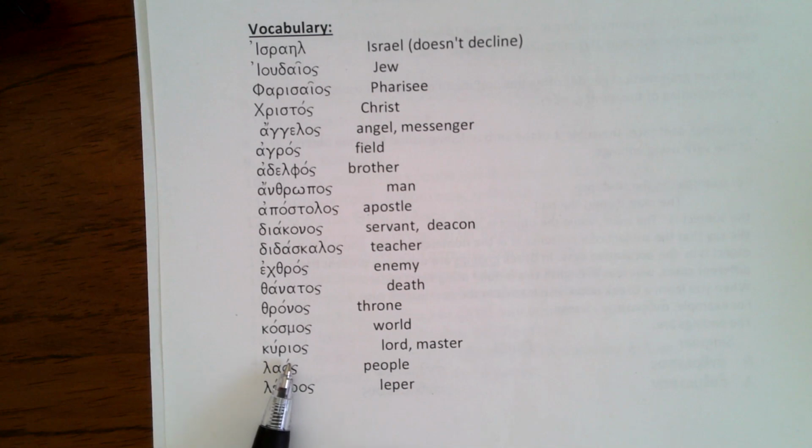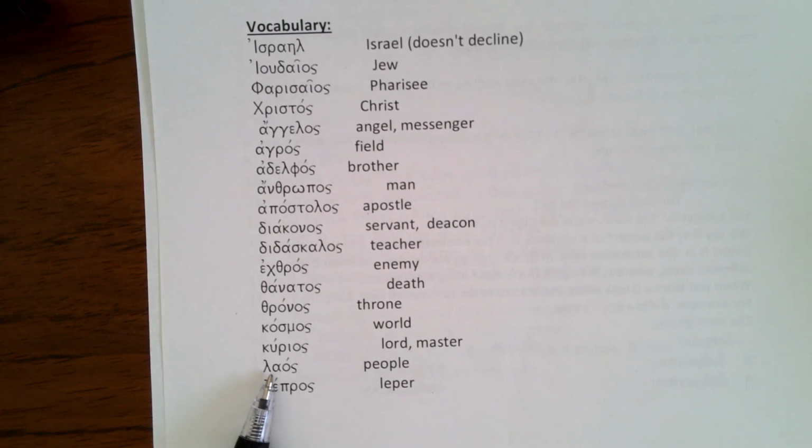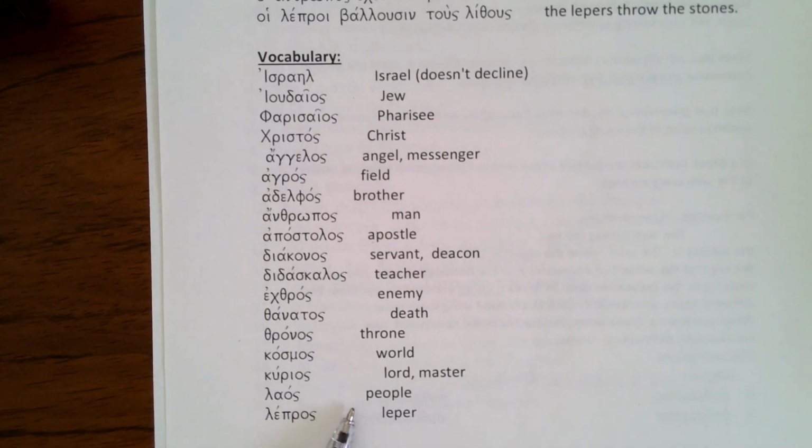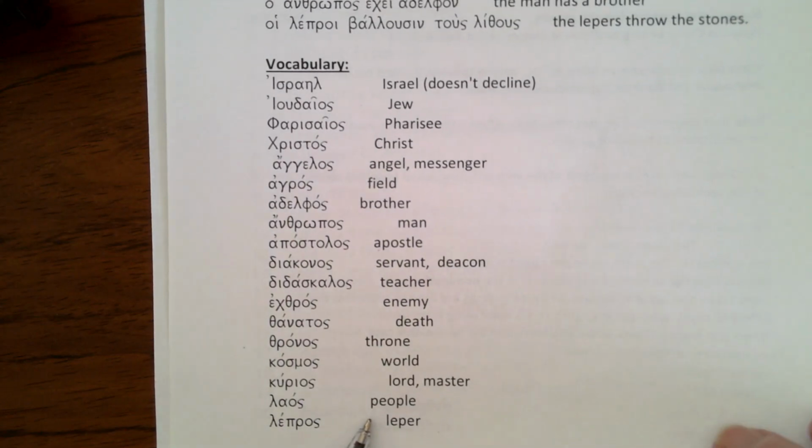Kurios is the word for lord or master. It survives into modern Greek. It's Kyrios in modern Greek, meaning Mr. So kurios is the word for lord or master. Laos, like our word laity, laos is the word for people, and lepros for a leper. So you should perhaps pause and copy those words out, because you should learn those very carefully.